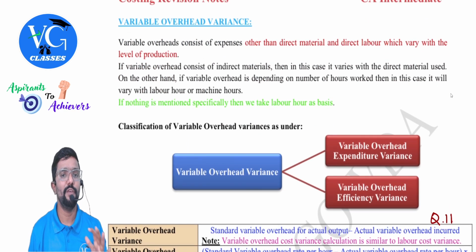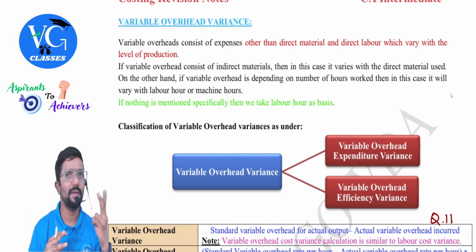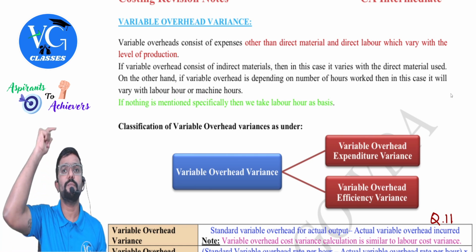Now, variable overhead variances. The overhead is classified into two. It can be variable or it can be fixed. Sir, what about material and labor?